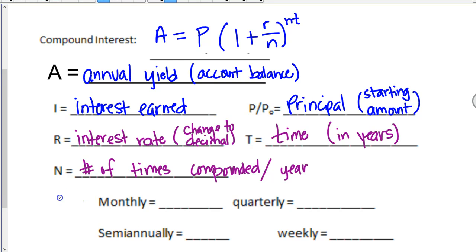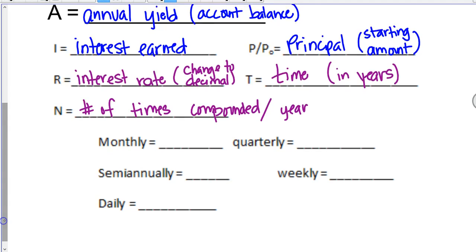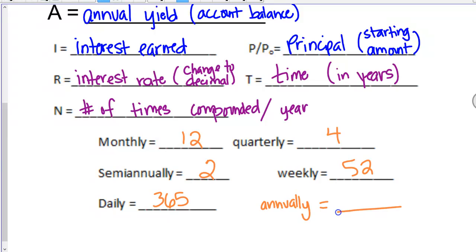How it's compounded uses some words we've seen before. Monthly, we know there's 12 months in a year. Quarterly, there would be 4 quarters in a year. Semi-annually happens twice a year. Weekly, we have 52 weeks in a year. Daily, there's 365. And I know this one's not on there, but go ahead and add annually, and that would be 1 time a year. As we go through these examples, you'll see these words and we'll use these formulas.